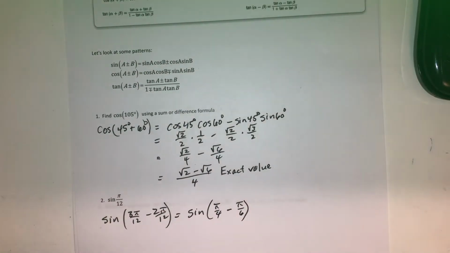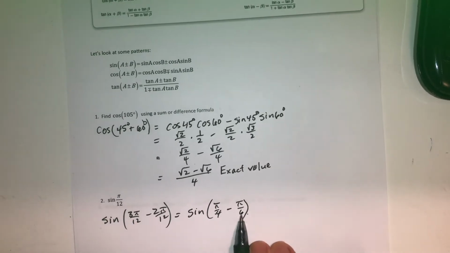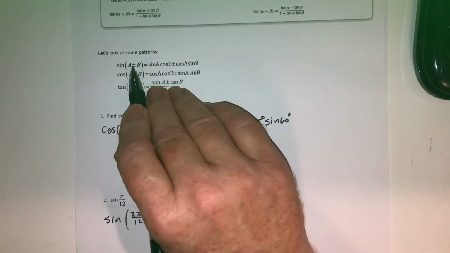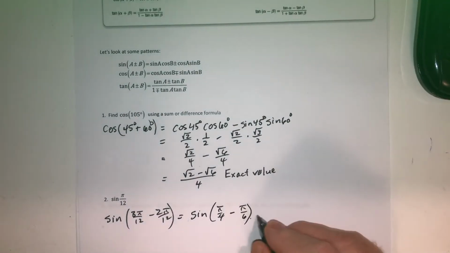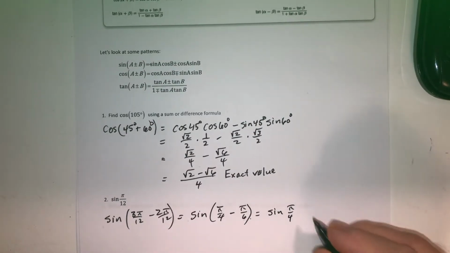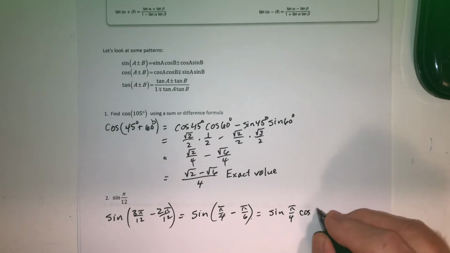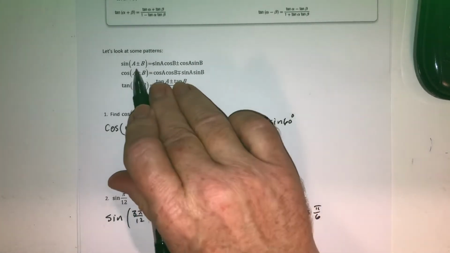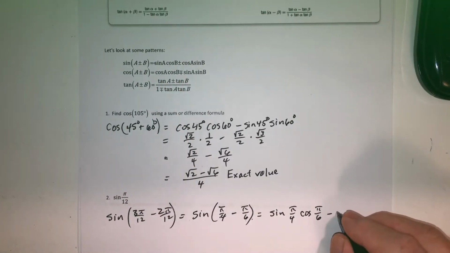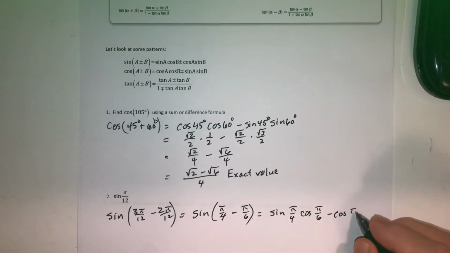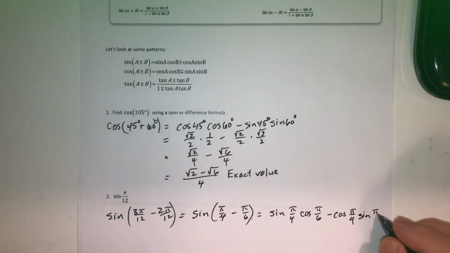And now I've got angles, A and B, that are on the unit circle, and I'm going to use my sine identity. The sine is plus or minus here, plus or minus there. So this would be equal to the sine of alpha, which is pi over 4, times the cosine of beta, which is pi over 6, and this was a subtraction, so that's going to be a subtraction as well. And this would be the cosine of alpha, which is pi over 4, times the sine of my beta, which is pi over 6.